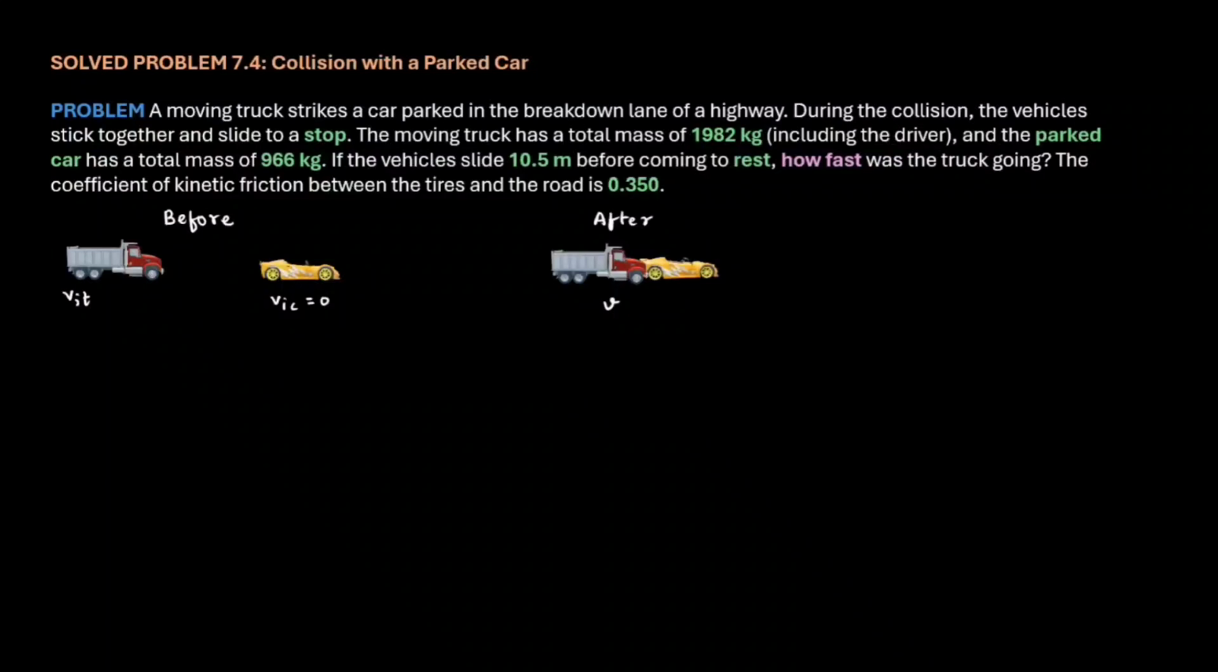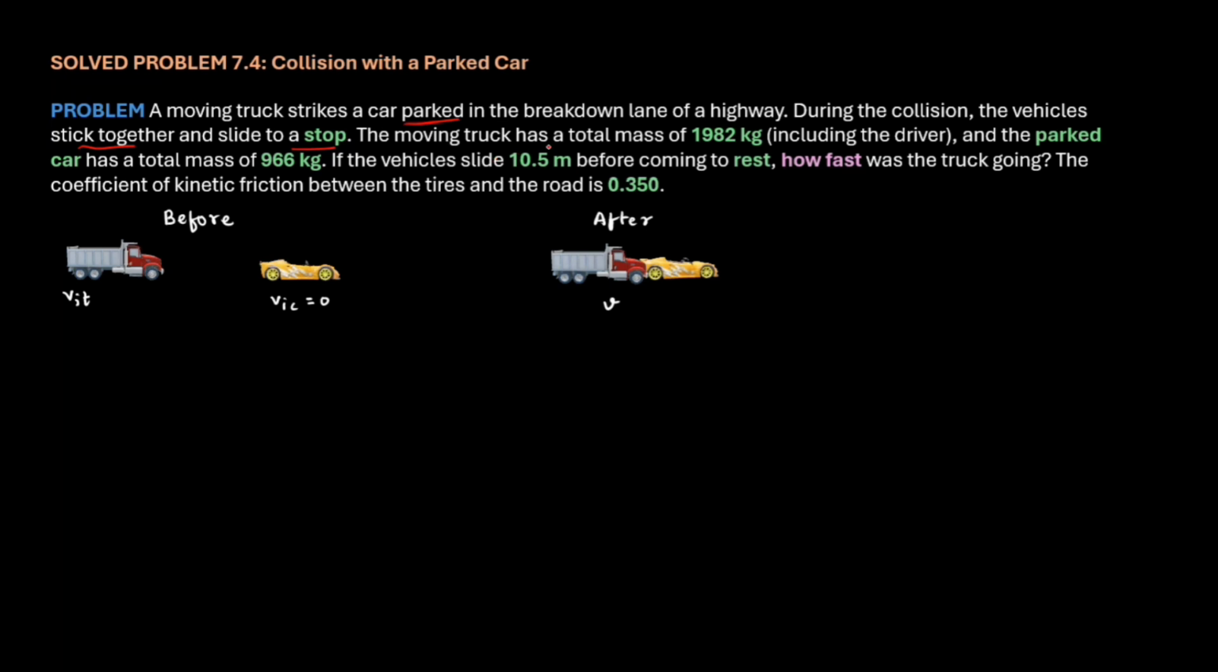Solve problem 7.4. Collision with a parked car. A moving truck strikes a car parked in the breakdown lane of a highway. During the collision, the vehicles stick together and slide to a stop.